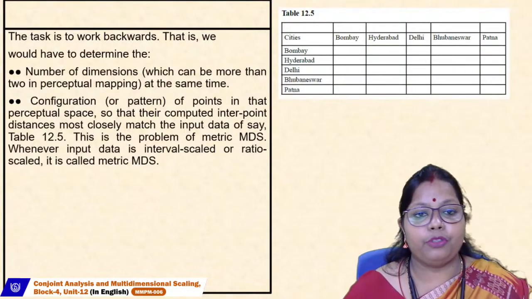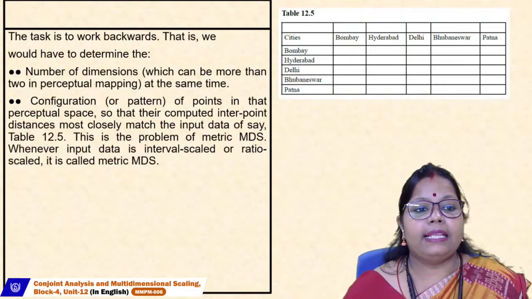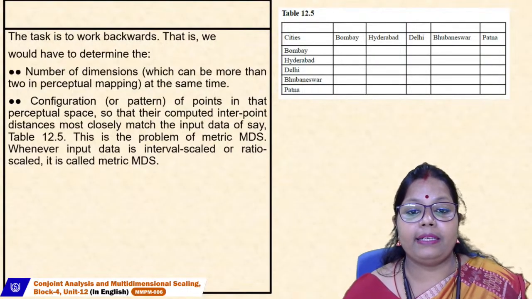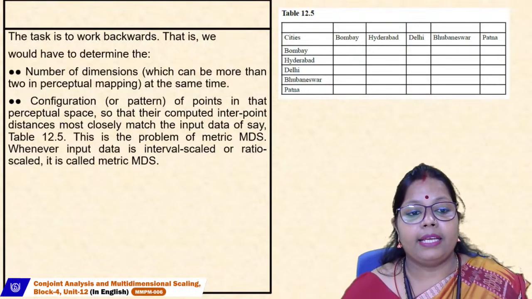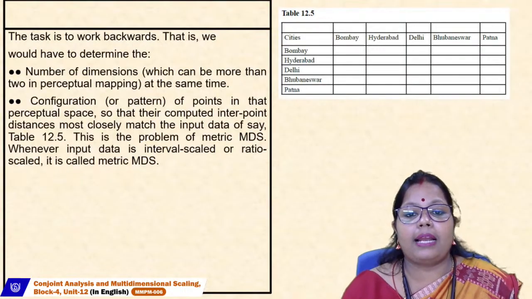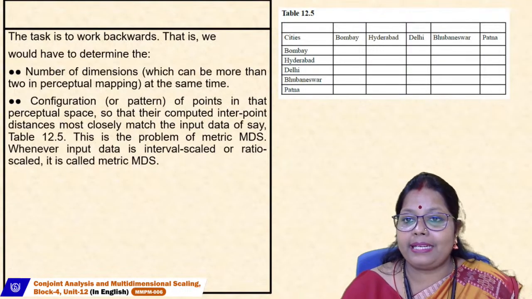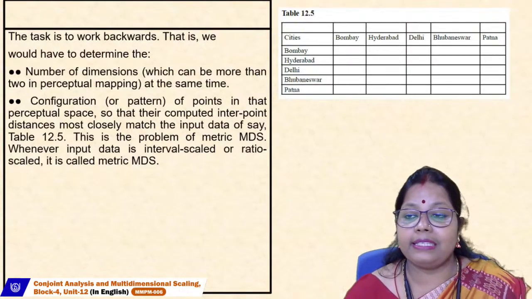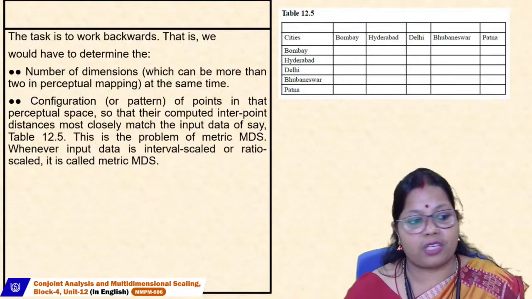We have to determine the number of dimensions, and at the same time the configuration of points in that perceptual space, so that their computed interpoint distances most closely match the input data. So this is the problem of metric multidimensional scaling. Whenever input data is measured on an interval scale or a ratio scale, it is called metric multidimensional scaling.